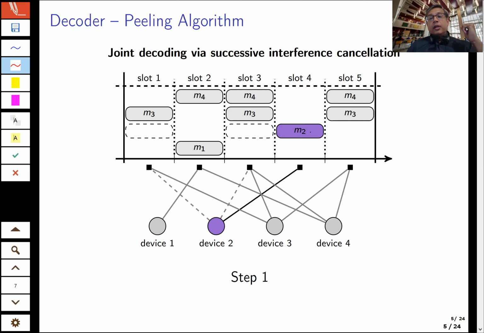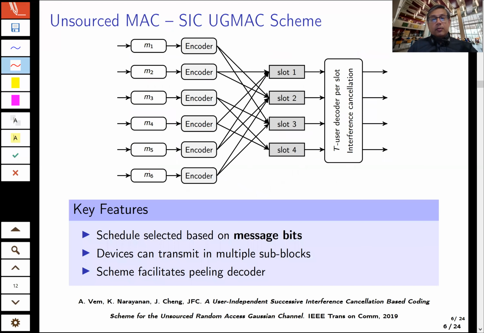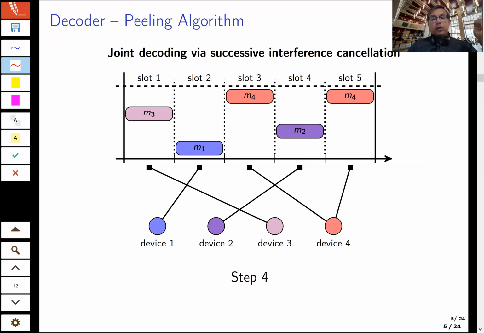In terms of the graph, this amounts to removing the edges or peeling the edges off from the graph. Now, you look for another slot where only one person remains, or equivalently, a node in the graph which has degree 1. If you find such a node, then you can decode that particular device, which in this case is device 3. Then we remove the contribution of device 3 from slot 3 and slot 5. And this proceeds in this way. You can see that in this case, we can end up decoding all the 4 users or devices.